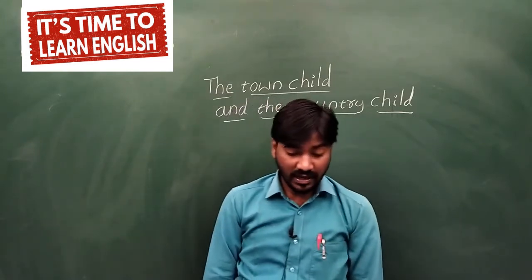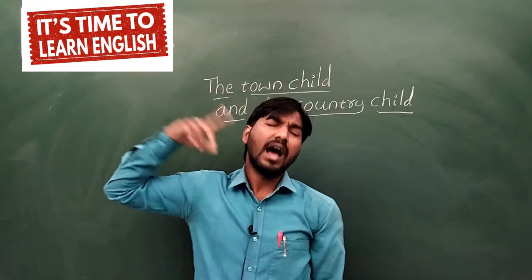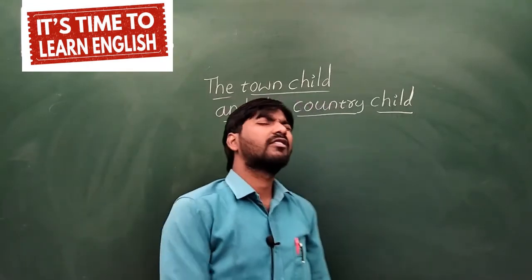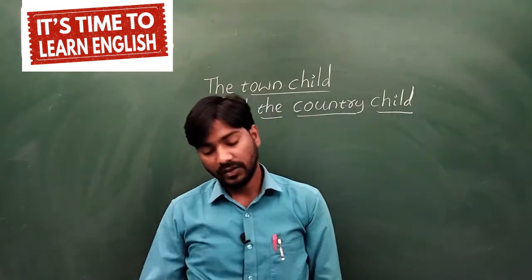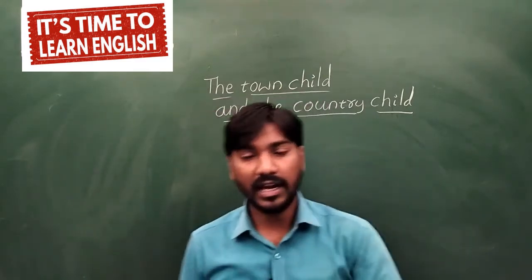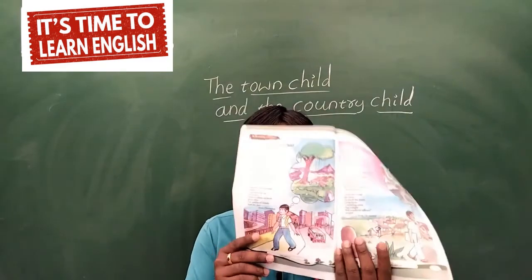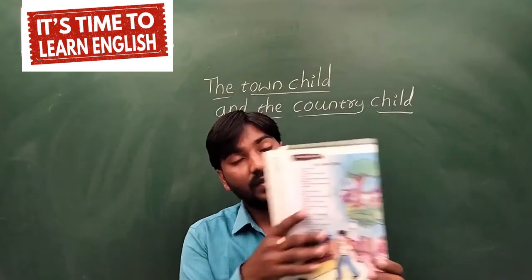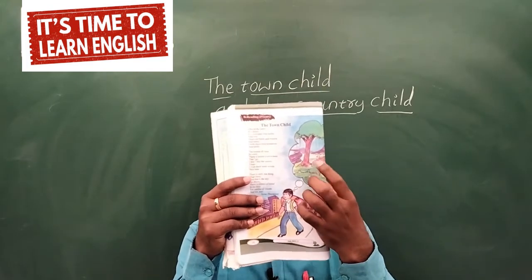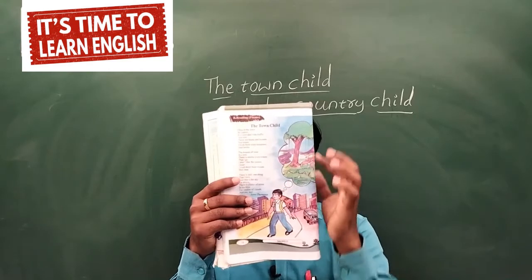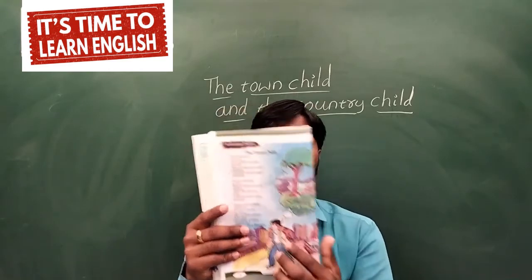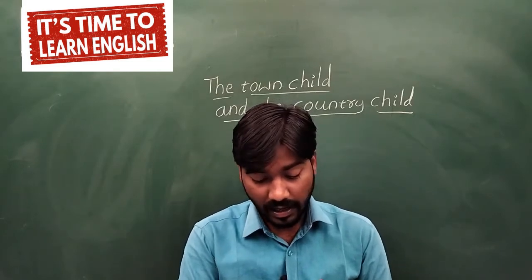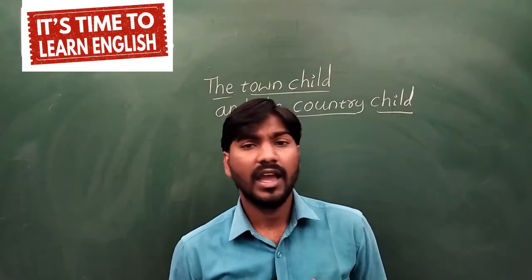And the town child was thinking, I wish, means I want, there were meadows. Meadow means what? Green lands. Look at the textbook there, you can find the scene. He was thinking in his mind, I wish there would be green meadows. Meadows means green lands. And there would be lambs. I want to see a green land.